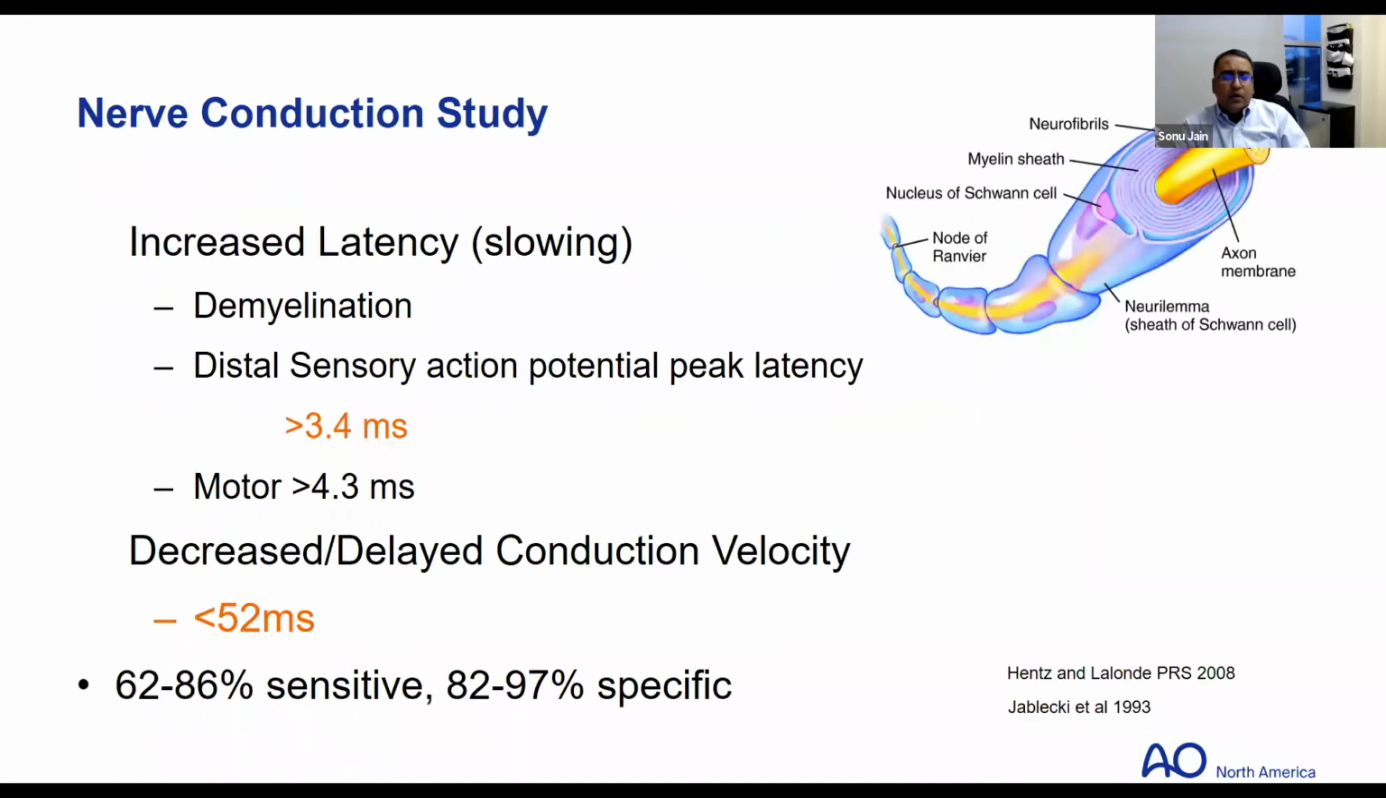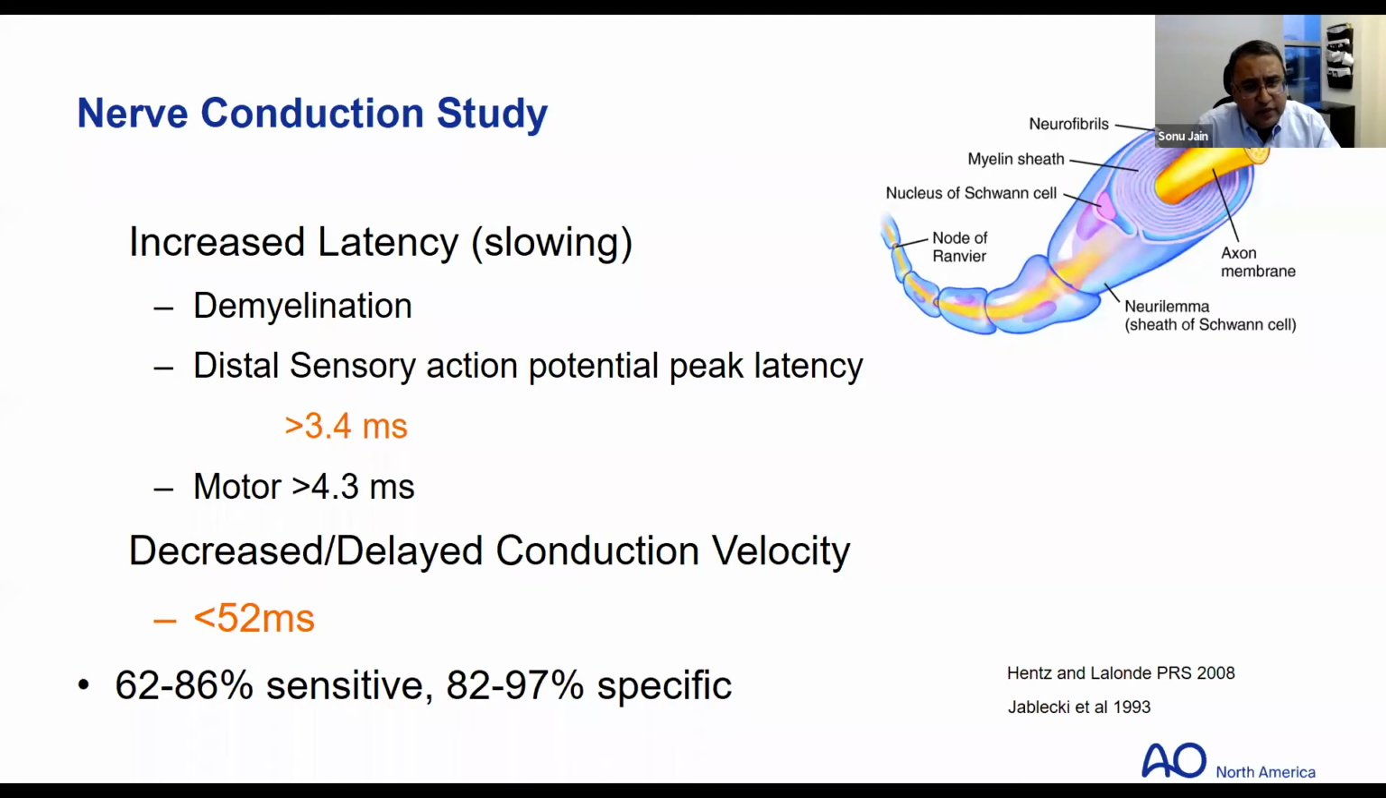Looking at nerve conduction studies, you're going to get increased latency, which is slowing. You're looking at the time it takes for that nerve conduction to travel. That tells you there's demyelination. When that's greater than 3.4 milliseconds for sensory and greater than 4.5 for motor, then you're looking at abnormalities there.